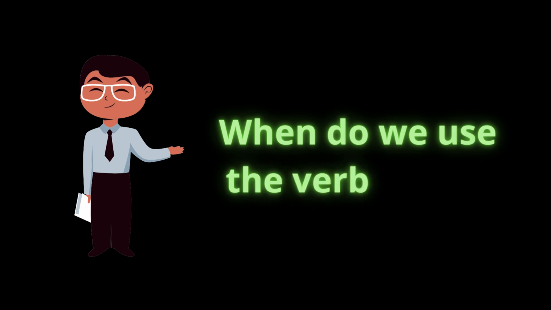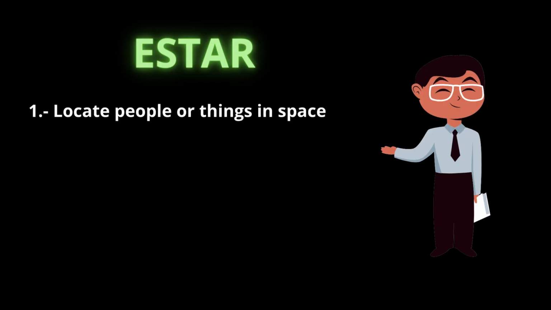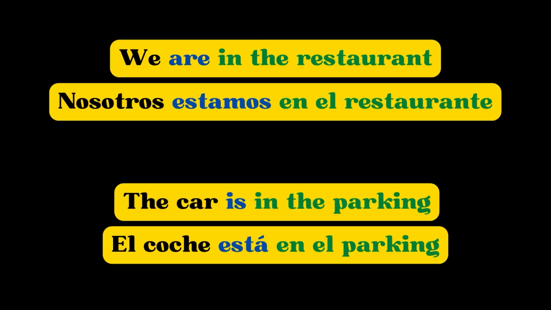When do we use the verb estar? Number 1. Locate people or things in space. We are in the restaurant. Nosotros estamos en el restaurante. The car is in the parking lot. El coche está en el parking.